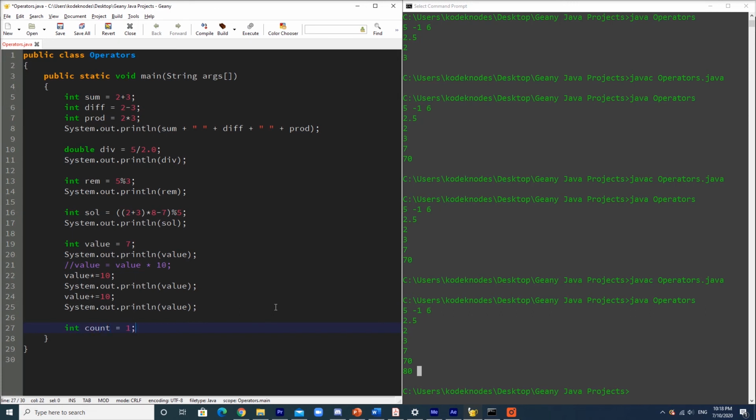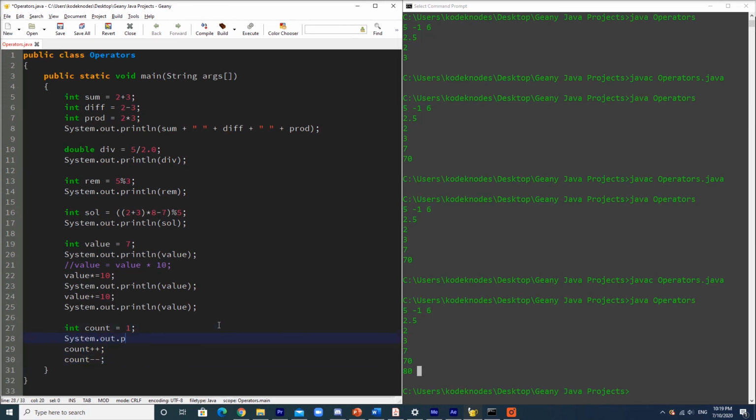So say I have a number, int count equals 1. If I want to increase count by 1, I can do count plus equals 1, which we've just learned, but we can actually just write count plus plus. This just increments count by 1, and count is assigned a number 1 greater than its previous assigned number. We can also do count minus minus, which decrements the number by 1.